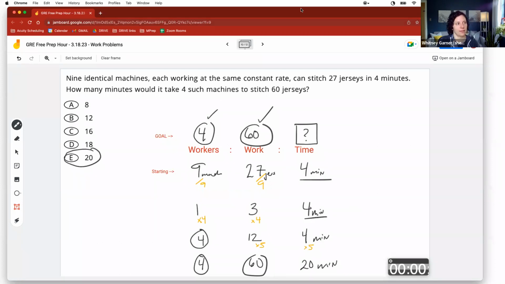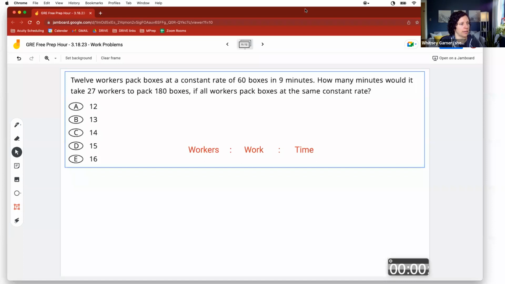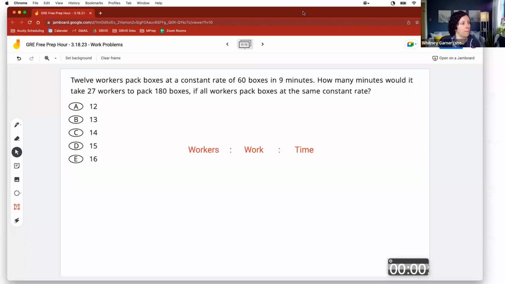Let's do one more. Okay, so you can kind of practice this balancing. Here we go. Again, what you'll do is you'll set up workers, work, and time. Right, so get your workers, work, and time set up. And then above, you'll put the goal, and below your starting value. If they're neighbors, they move together. If they're on the ends, they move in opposition. So we can kind of just move the ratio as we need it.